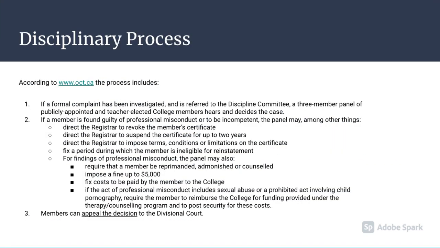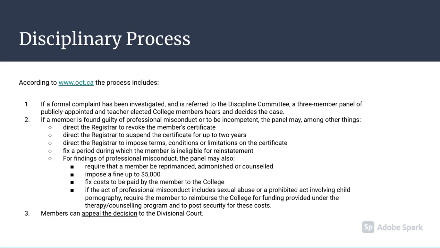So now we're going to discuss some of the main points that are part of the disciplinary process. All of the following information can be found on the OCT website. A 3-member panel will hear and decide the case if a formal complaint has been investigated and referred to the discipline committee. If a member is found guilty, then consequences can include their certificate being revoked, suspension or limitations being placed on their certificate, or a fixed period where the member will be ineligible for reinstatement.